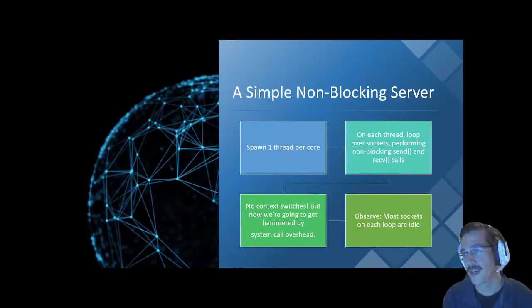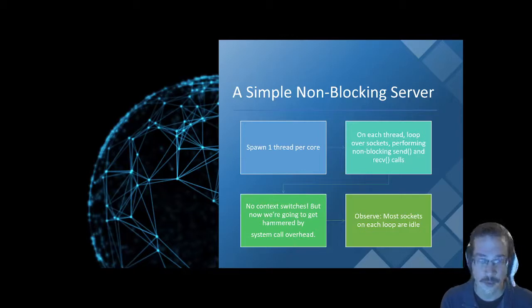So let's say we just discovered non-blocking capabilities, and we go modify our previous web server that we described. We're going to spawn one thread per core. On each thread, we're going to loop over our set of sockets that we're supposed to be handling, and we're going to perform non-blocking send and receive calls. We're going to attempt to receive, see if we got anything, attempt to send our response, and if we can't, we'll try again on the next loop.